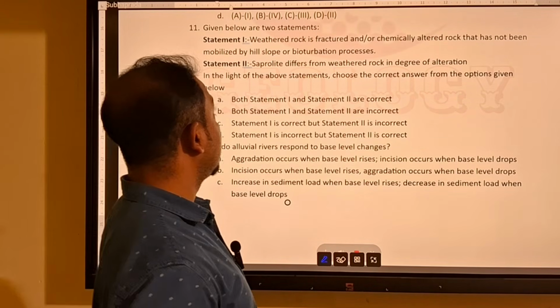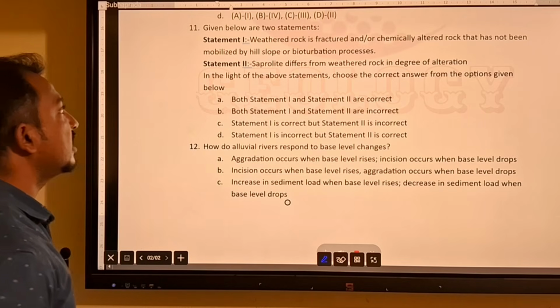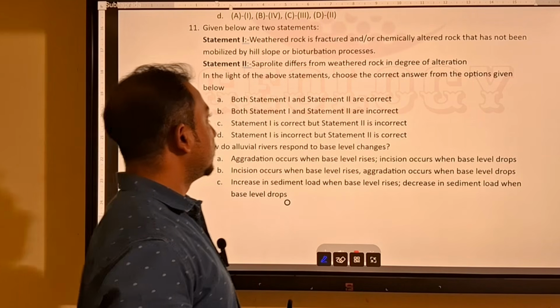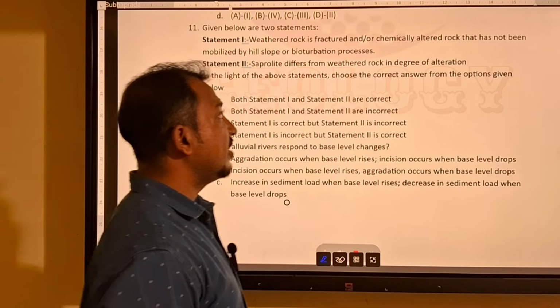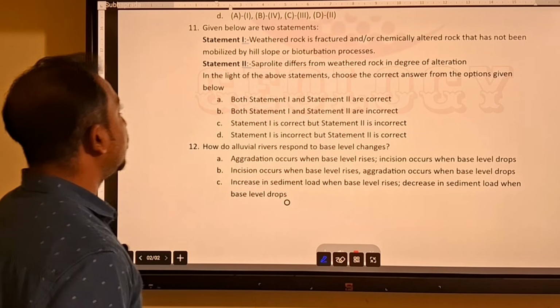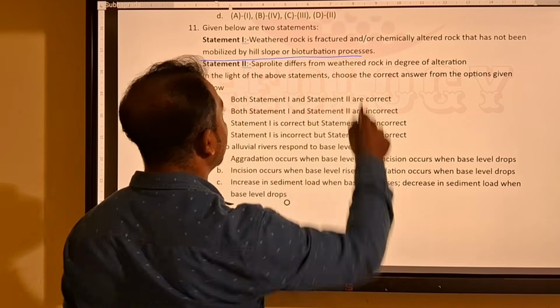Next comes the given statement. Statements 1 and 2 are given, so we have to choose which is correct or which is wrong. Weathered rock is fractured or chemically altered rock that has not been mobilized by hillslope and bioturbation processes.